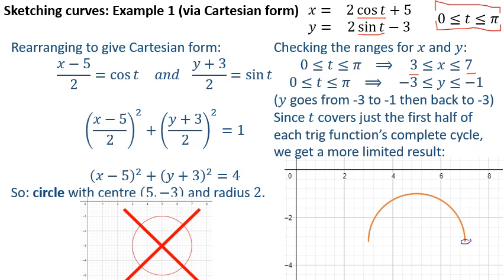is the point 7, -3. We move in this direction. We get to the point here with coordinates 5, -1, and we continue, and then we finish when t equals pi right down here at the point 3, -3.